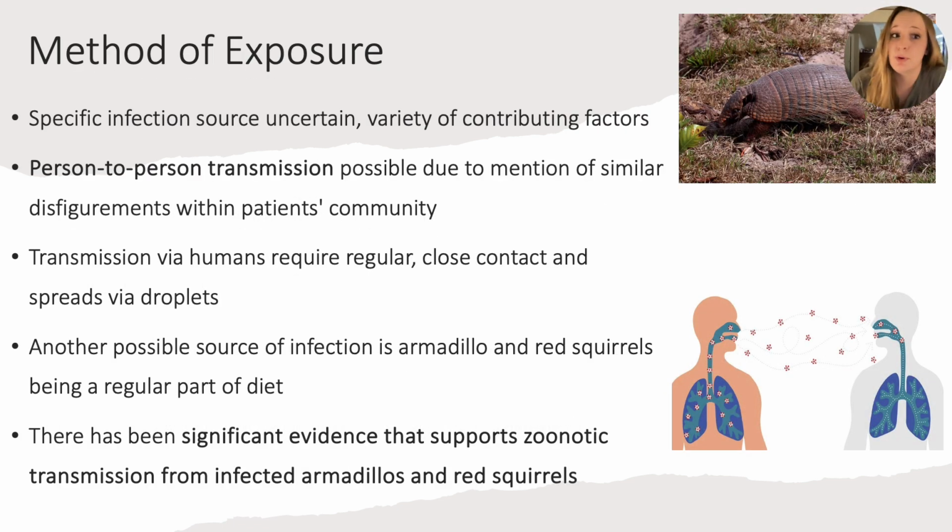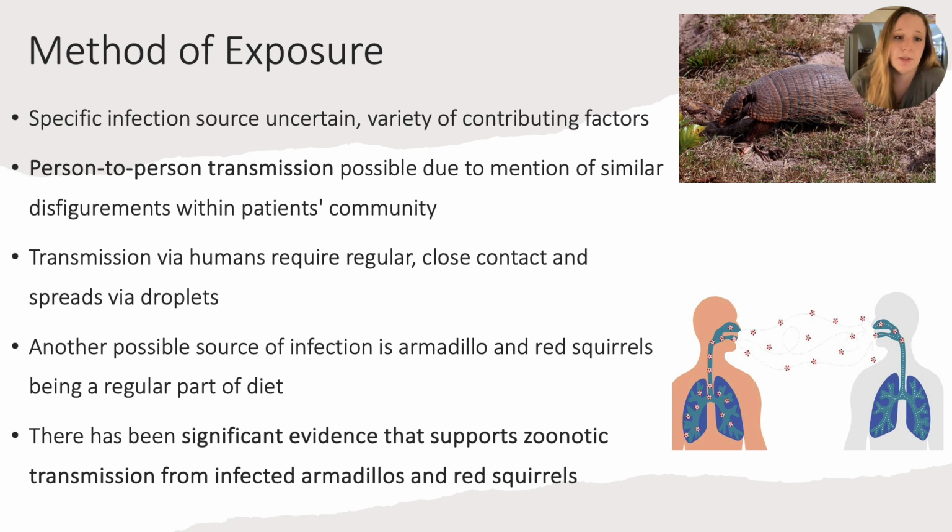So how was the patient exposed? As many times, the specific infection source is uncertain, and there's a variety of contributing factors that could be the one cause. It's known that person-to-person transmission is a possibility, and he does mention that there are similar disfigurements within the patient's community, though it's impossible to test. Transmission from humans does require regular, close contact and is spread via droplets, so we are talking about somebody most likely living in close capacity with another infected and untreated person for an extended period of time.